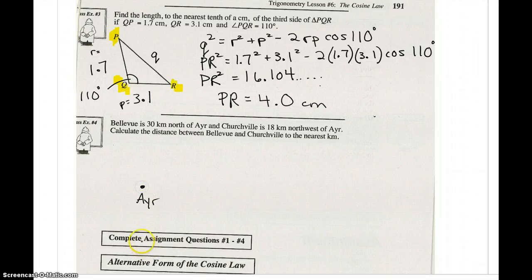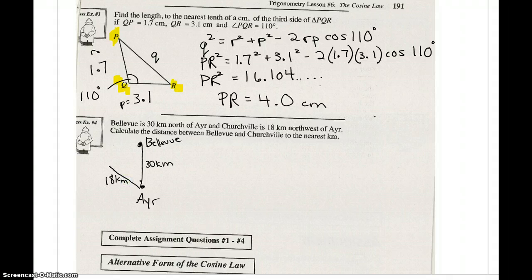Here's what we've got. There's Ayr right there. And it says Bellevue is 30 kilometers north. So we're going to go 30 kilometers north. There's 30 kilometers. And now we are in Bellevue. So we'll put Bellevue right here. Good. Now it says that Churchville is 18 kilometers northwest of Ayr. Northwest would be going in this direction, and it says it's 18 kilometers.